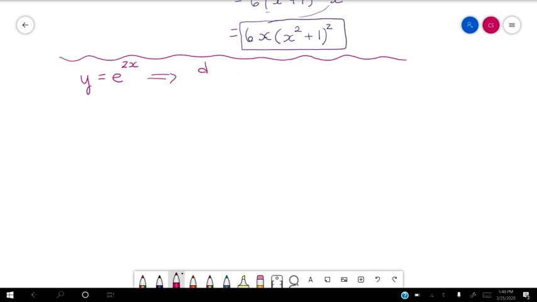So let's say we wanted to take the derivative of e to the 2x. Okay, so we would first have to realize that this is a composite function. We'd have to see that there's two things happening.